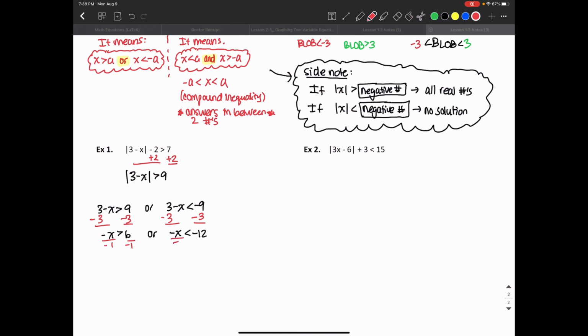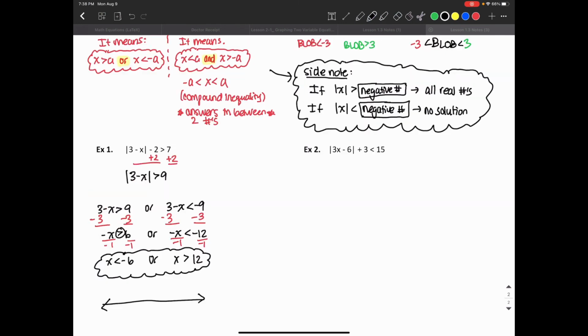From here, I'm going to divide by negative 1 because I want positive x, not negative x. I'm going to do that in both inequalities. When I divide or multiply an inequality by a negative number, from Algebra 1 you should remember that flips the inequality sign. So if it was greater than, it's going to become less than. So x is less than 6 divided by negative 1, which is negative 6, or x is greater than, I flip the sign, negative 12 divided by negative 1, which is positive 12. So these are my 2 inequalities that are my answer.